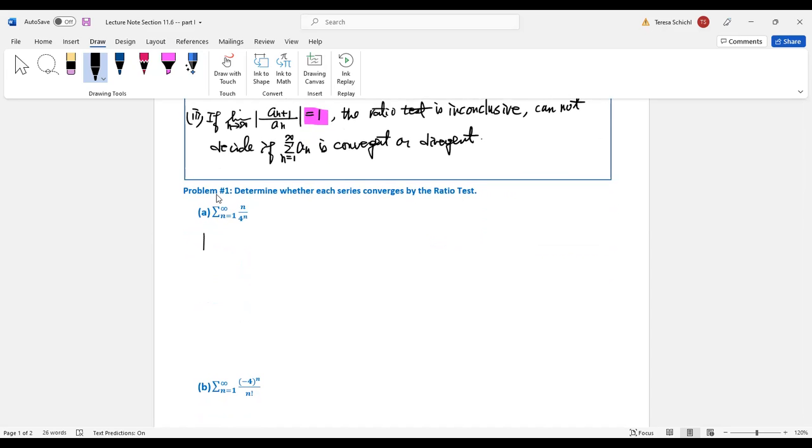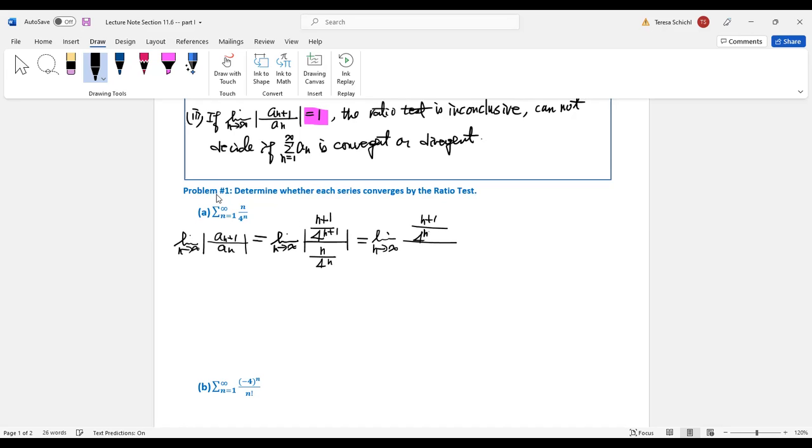So we look at a_(n+1) to a_n and see what limit this approaches as n approaches infinity. What is a_(n+1)? You replace n with n plus 1, so this is 4^(n+1). Then a_n is n and 4^n. You have absolute values here, but because all these values are positive, the absolute values make no difference.